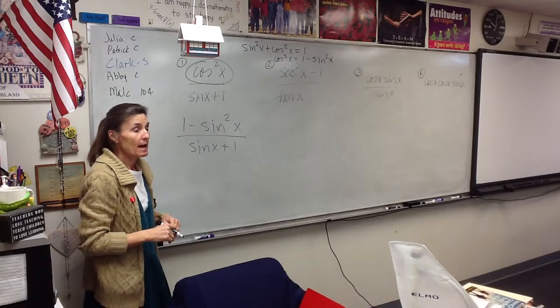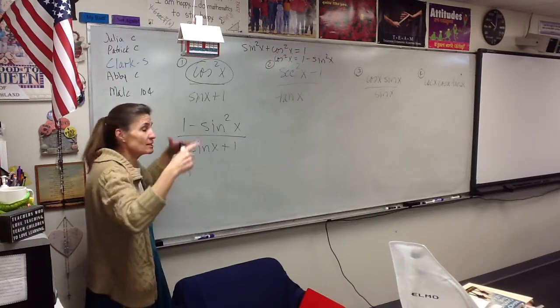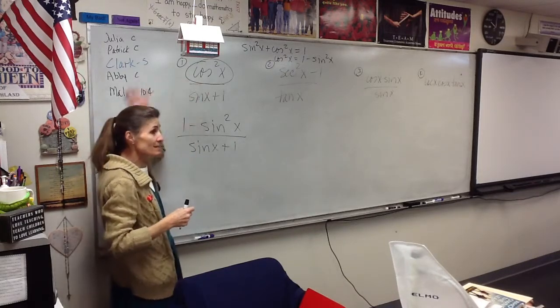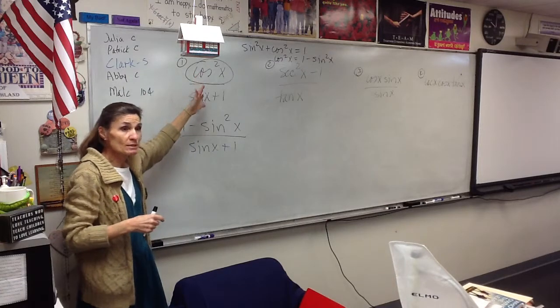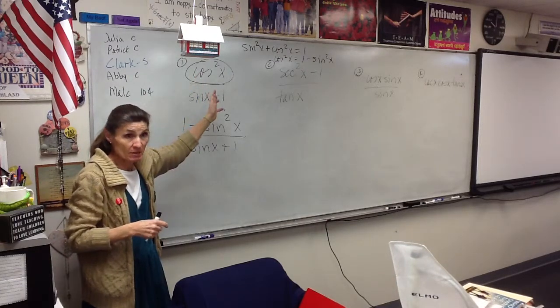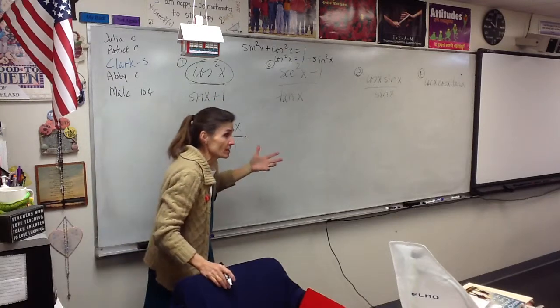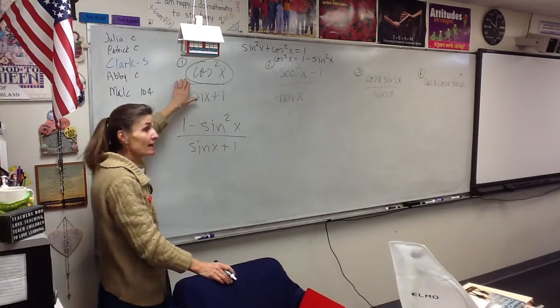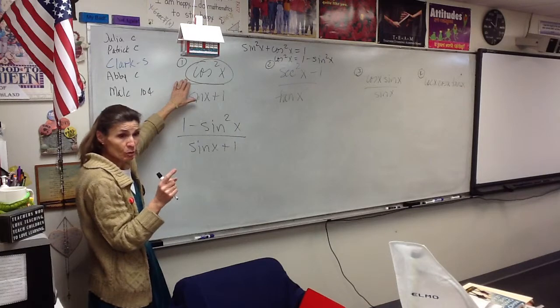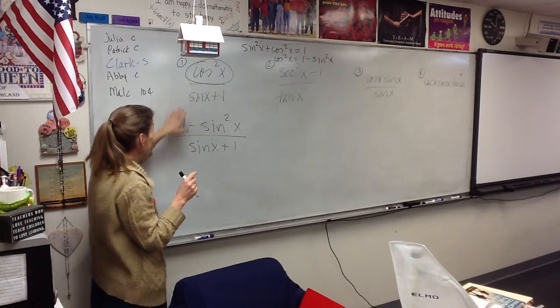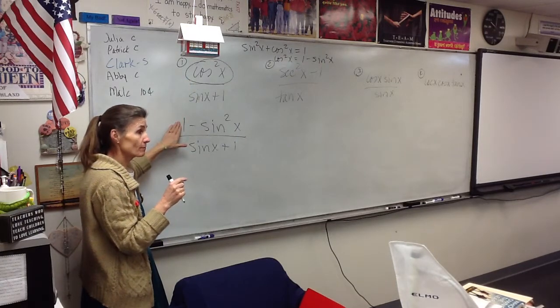Perfect. Now, why would she be thinking to do that? Because something's got to cancel here, folks. If you're supposed to simplify this, something's got to cancel. And they don't cancel unless they're the same function. So she says, I got a way to switch cosine squared. So I'm going to do that into 1 minus sine squared.